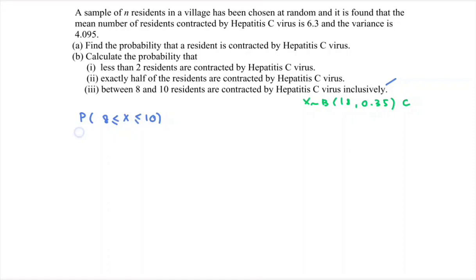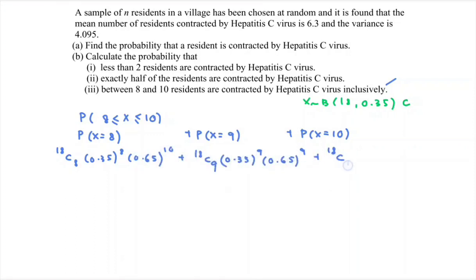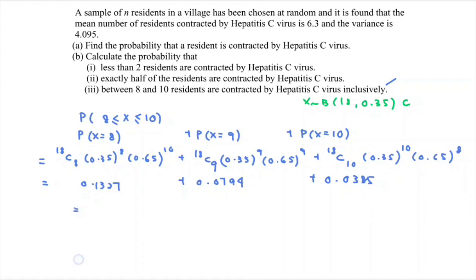So now we are interested in the probability that X is equal to 8 plus the probability that X is equal to 9 plus the probability that X is equal to 10. So 18C8, 0.35 to the power of 8. By referring to the calculator, and we total up the situation, we will have the probability that X is greater than or equal to 8, less than or equal to 10 will be equal to 0.2506.